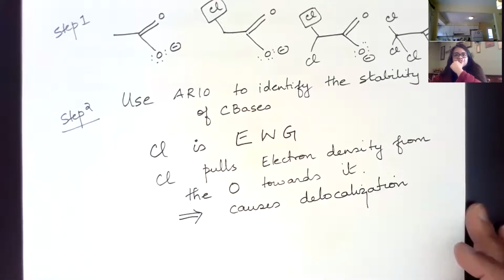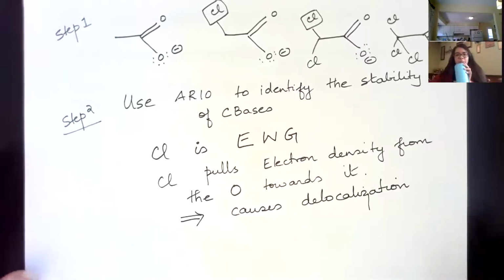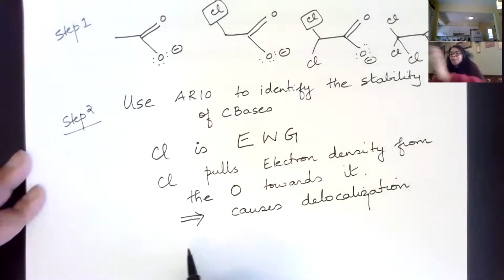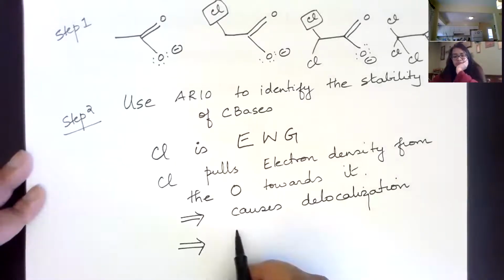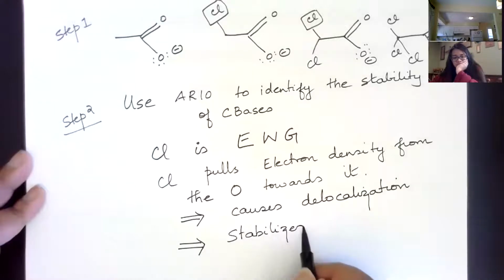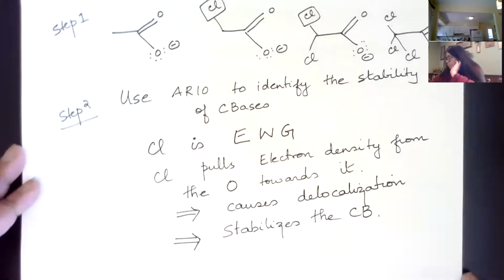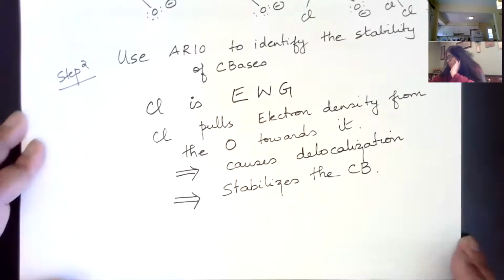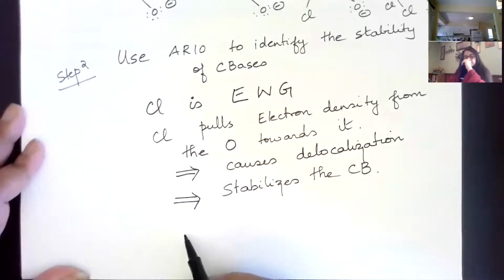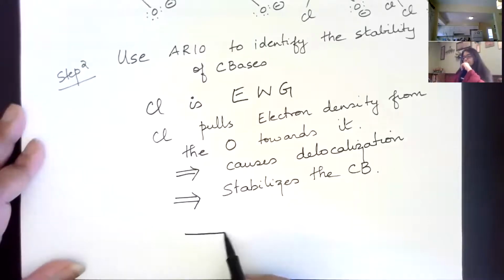Okay, so you're going backwards now. You're looking at the pKa values, right? So this causes delocalization. This stabilizes the conjugate base. Okay, so look at a case here. I'm just going to make it simple.